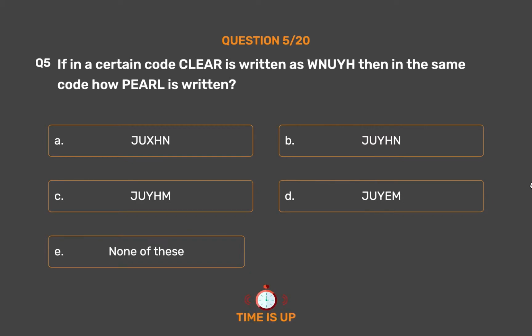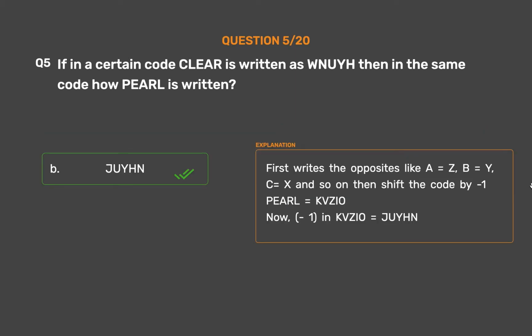The correct answer is Option B. Juhan. First write the opposites like A equals Z, B equals Y, C equals X and so on, then shift the code by -1. Pearl equals Kvzio. Now -1 in Kvzio equals Juhan.